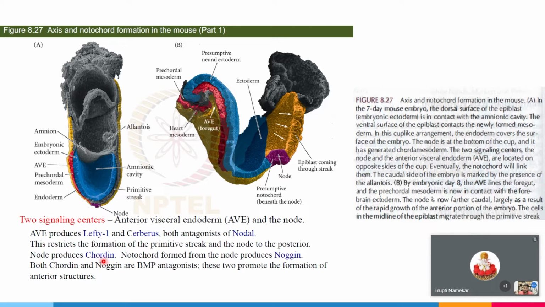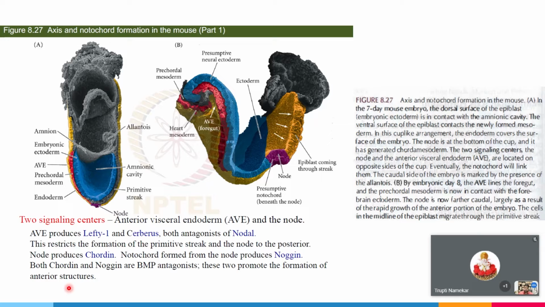The node in turn produces chordin. The notochord formed from the node produces noggin. As the embryo develops further, the node and the AVE will be linked by the notochord, which is another embryonic structure that produces another important signaling molecule, noggin. Both chordin and noggin are BMP antagonists. That is, they prevent BMP signaling in the region where they are secreted, and these promote the formation of anterior structures.